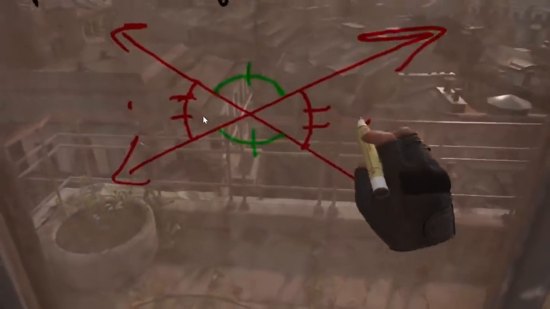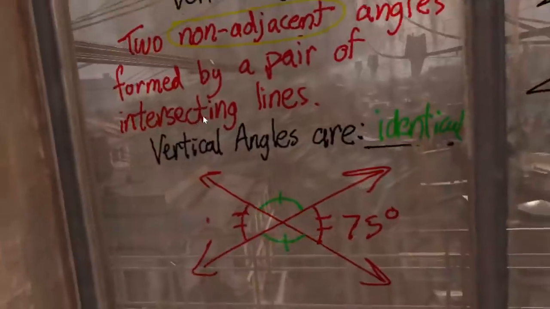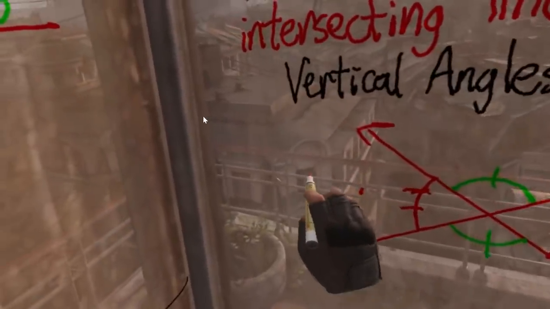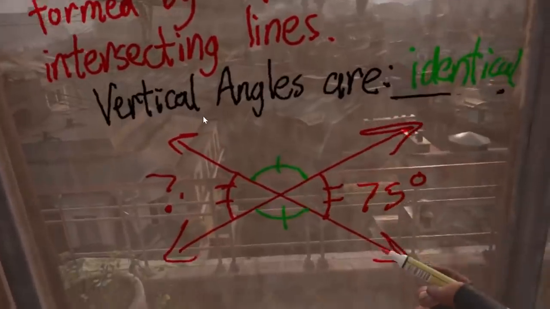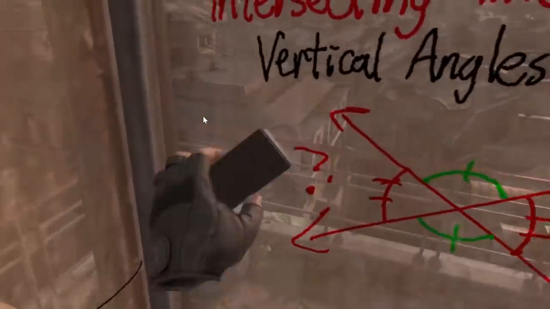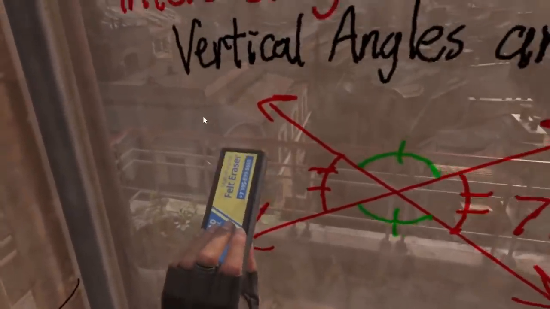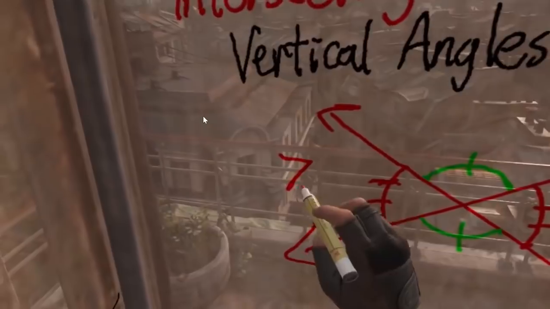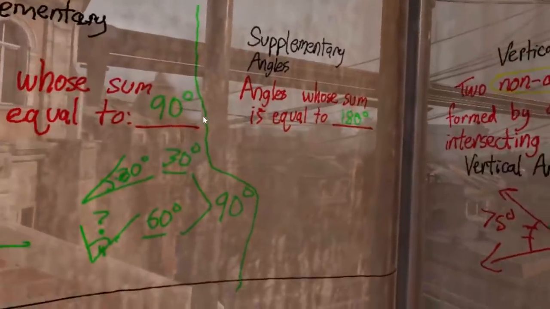If I told you that this angle over here is, I'm going to make up a number, 75 degrees, you could easily tell me that this angle over here, what's that missing angle? What's that red angle over there? Well, it's also 75 degrees, because that is how vertical angles work. Okay? Fun, easy. Let's try these out.